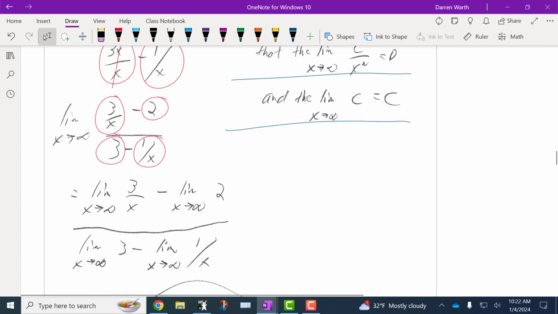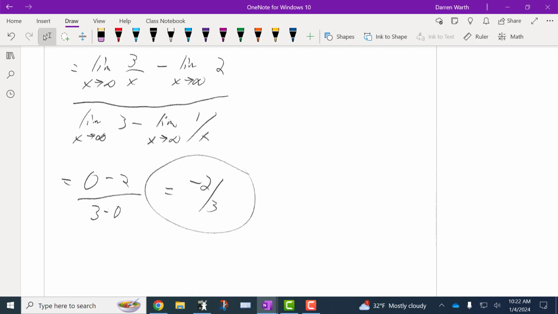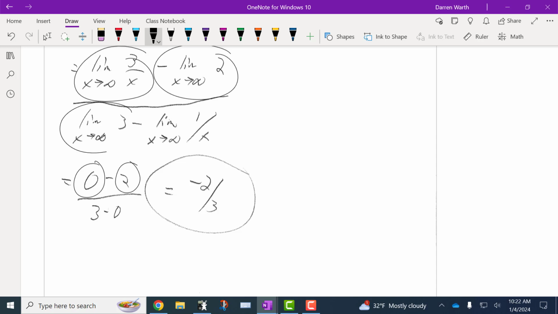Now using those rules right here. So this first rule says I've got c all over x to the n, that is equal to 0. So since this is c all over x to the n, that's going to be equal to 0. I'm going to take each one of these limits separately. So notice this one right here goes to 0. This one right here, constant, so minus 2. This one right here stays at 3. And this one is going to go to 0. So working that out, I got 0 minus 2 is going to be negative 2. 3 minus 0 is going to be 3. So your answer is going to be negative 2/3.